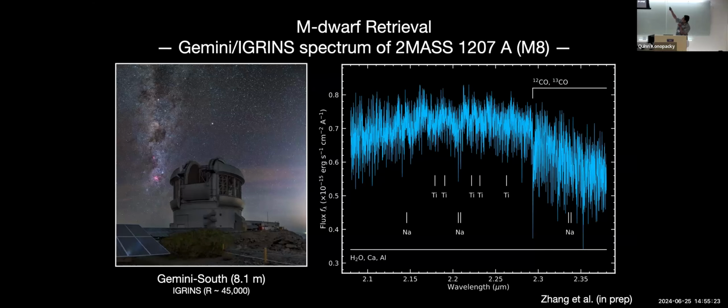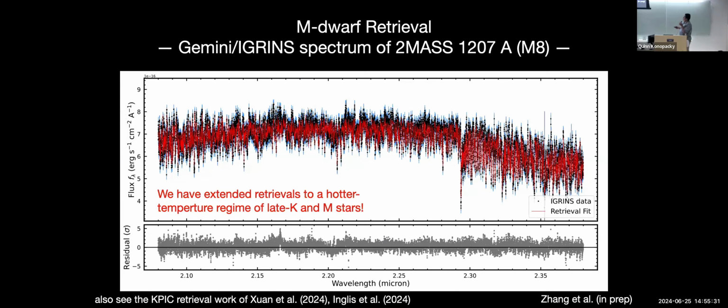We see a lot of features. It looks noisy, but the reason is because it's a high spectral resolution. The SNR is 100. And then, I have extended the framework of the retrievals to hotter temperatures. This kind of work has also been done by Jerry Xuan and also Julie Inglis for extending the temperature regime of the retrievals. So now we can do that for the ambiguous retrievals for this kind of object.